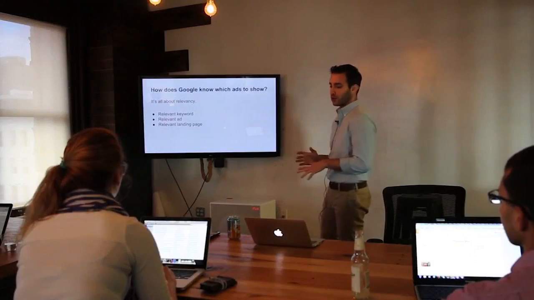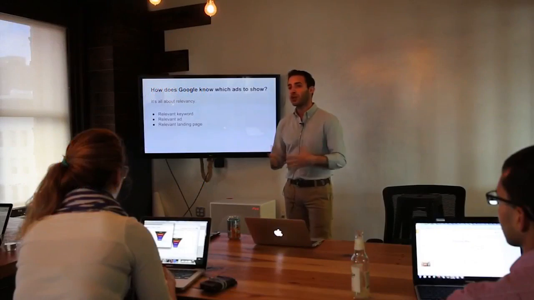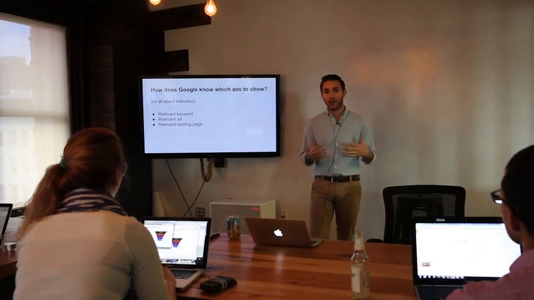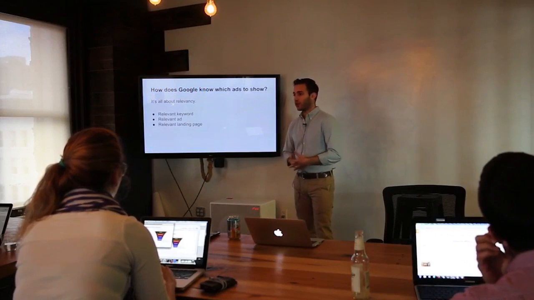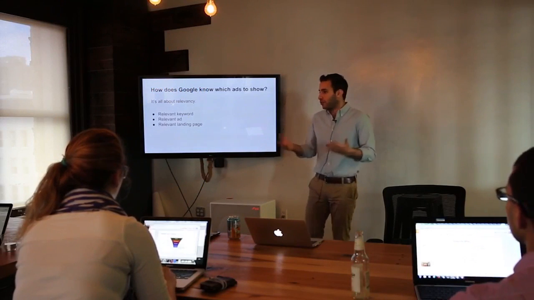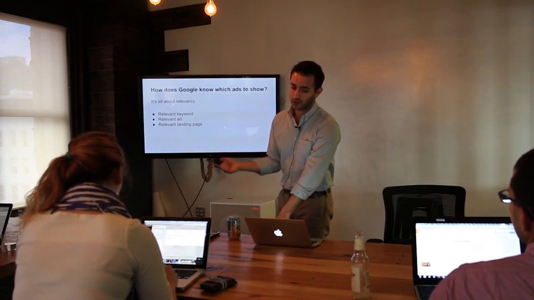Okay, so how does Google know which ads to show? It's all about relevancy. So you need to have a relevant keyword, relevant ad, and a relevant landing page. So again, you have a high intent. You're searching for red running shoes. You, as a searcher, want to see an ad about red running shoes. You don't want to see pants or laptops or Apple TVs. You want to see what you search for. So all those need to be tied together.